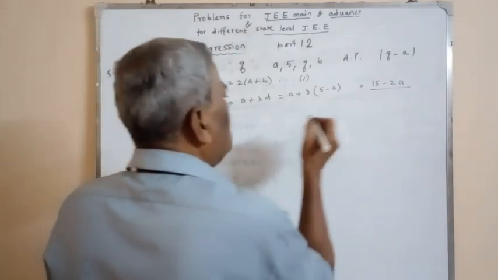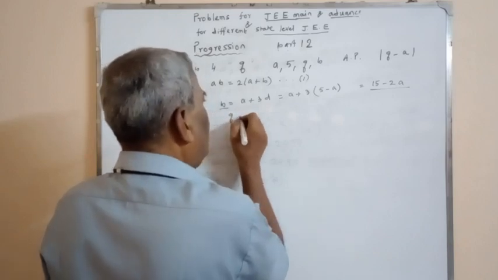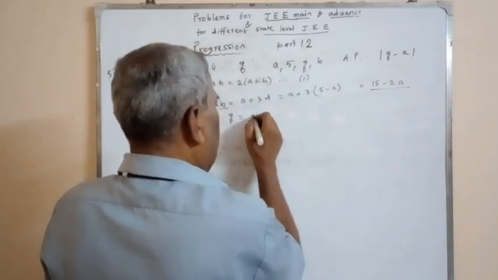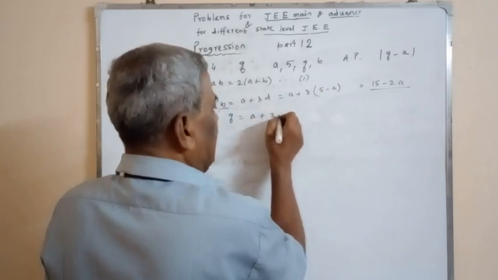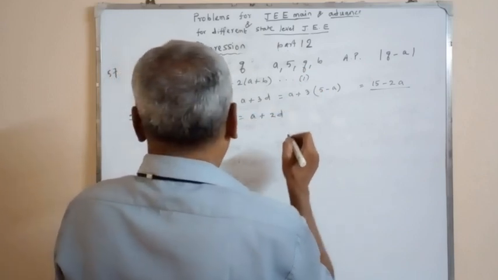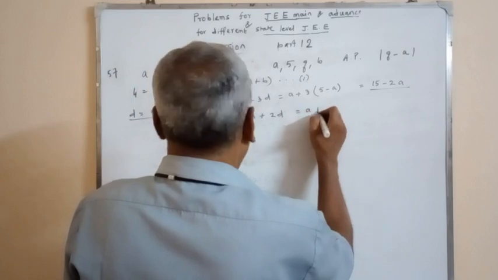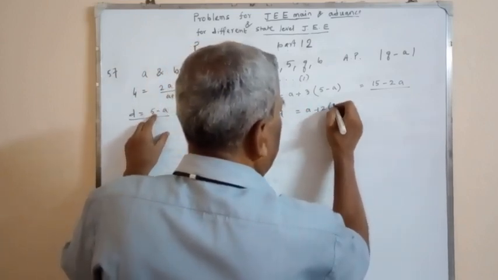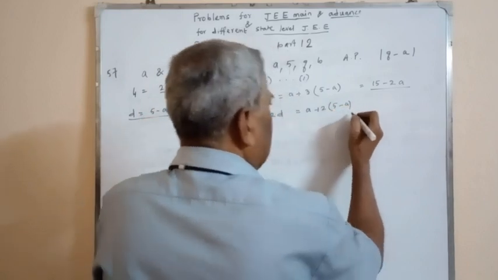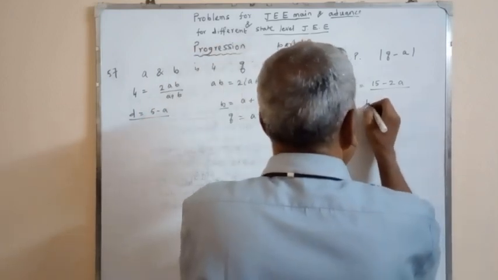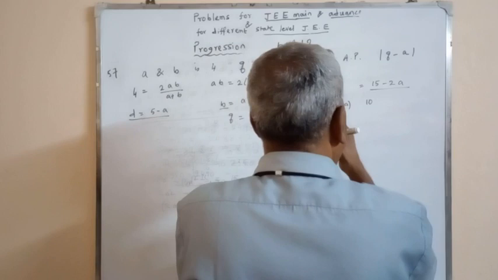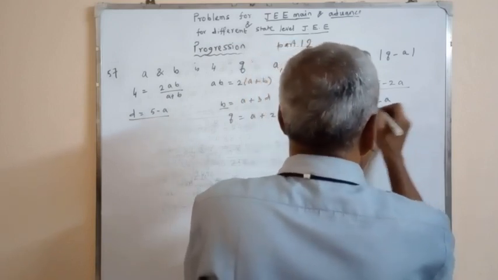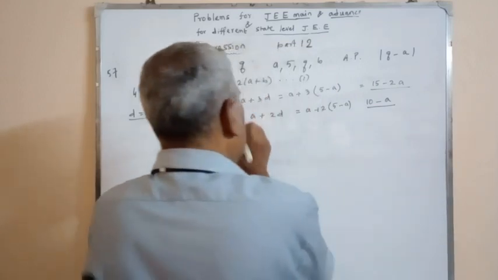And q is the third term of the AP, so a plus 2d, which is a plus 2 into 5 minus a. So it is equal to 10 minus a. q is equal to that.